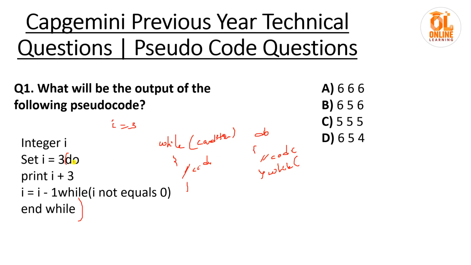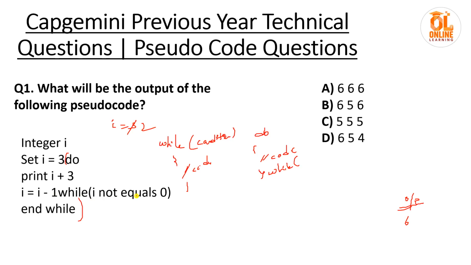So coming to the code, do print I plus 3. Okay, let's trace the output and keep it here. I plus 3, I is 3, 3 plus 3 is 6. So 6 will be printed. Then I equal to I minus 1. I equal to I minus 1 means 3 will become 2.